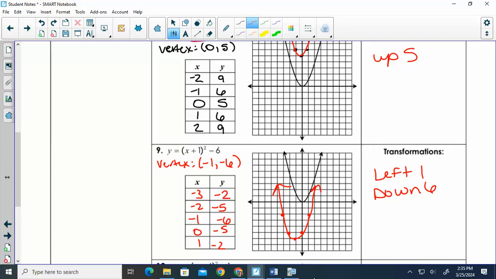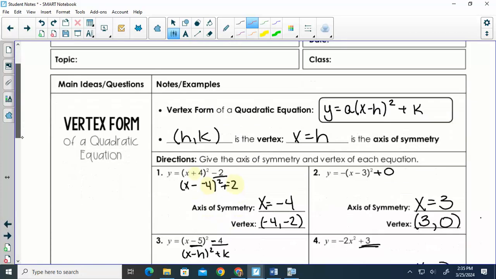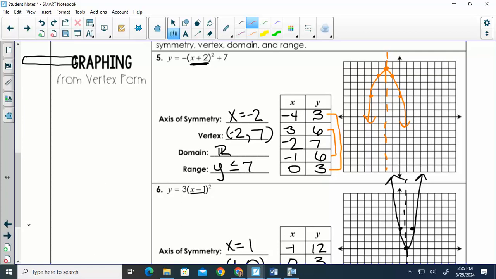For your homework, I want you to graph them the way we were doing these examples right here. We figured out the vertex, used the table feature, got our points, and drew our graphs from that. You are not ready to do all of this handout yet. So your homework is 1 through 6.